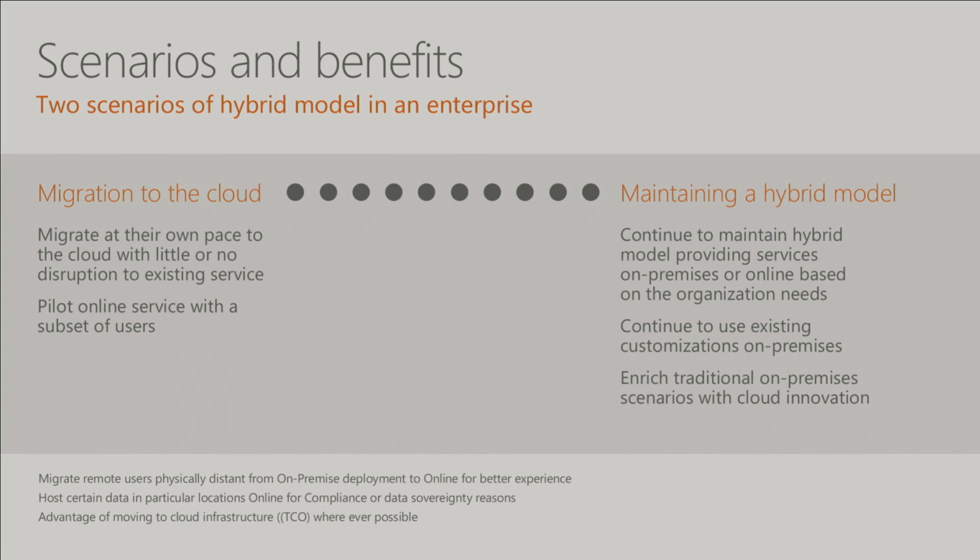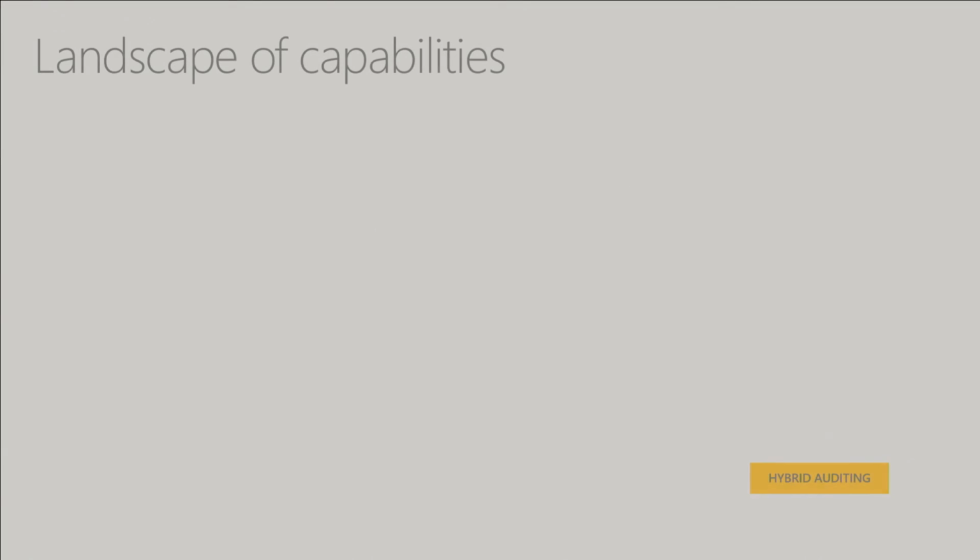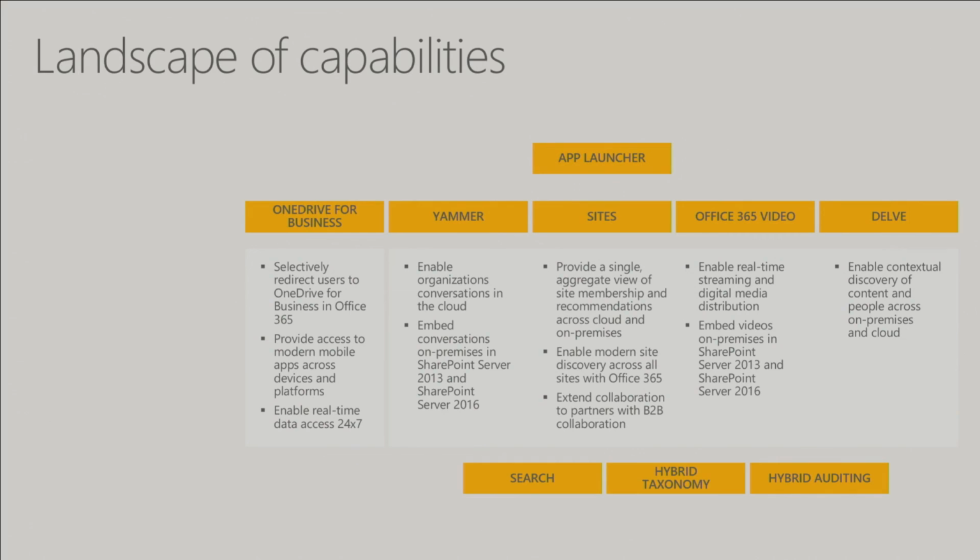I don't have to migrate my data to Office 365 in order to view those activities. Hybrid auditing just sends the logs. Hybrid search, I don't have to send all my data to Office 365 to make it discoverable. I just have to send the indexed metadata.